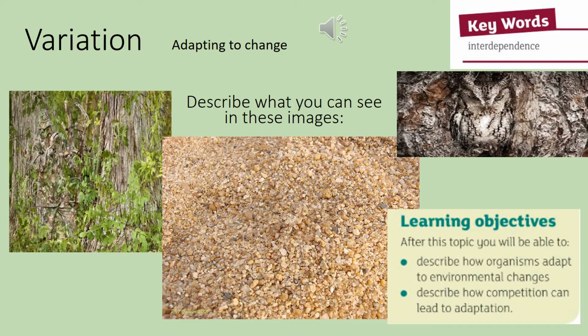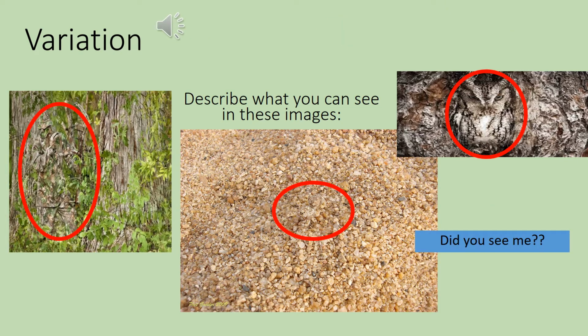The first thing I've given you is some images. Have a look at them. I want you to describe what you can see in these images. You don't have to write it down if you don't want to, but have a look, see what you can see. Did you see me? If you looked hard enough, you might have seen that in these pictures there are some things hiding. They're hiding because they're using this idea of camouflage in order to hide themselves in their surroundings. This can be done to hide from predators and prey.